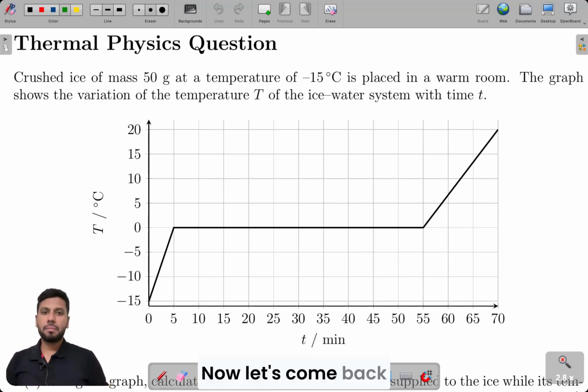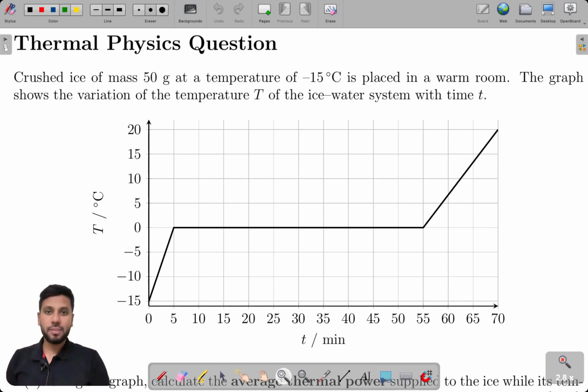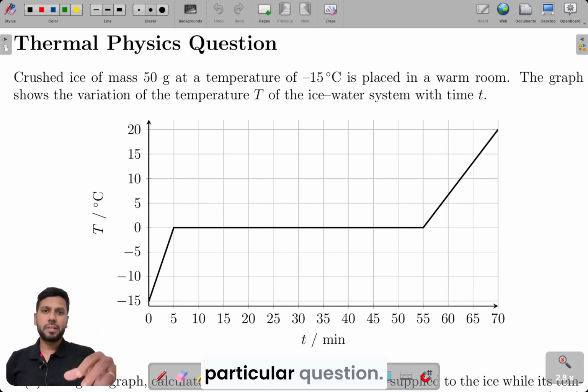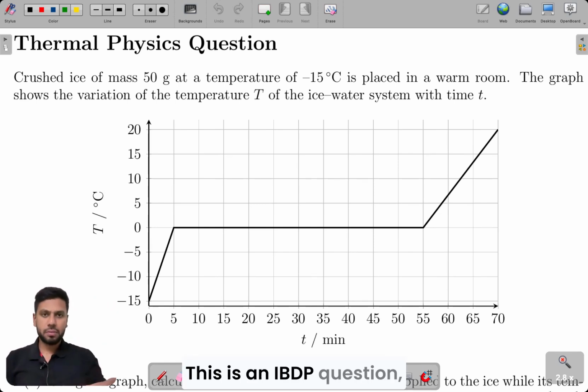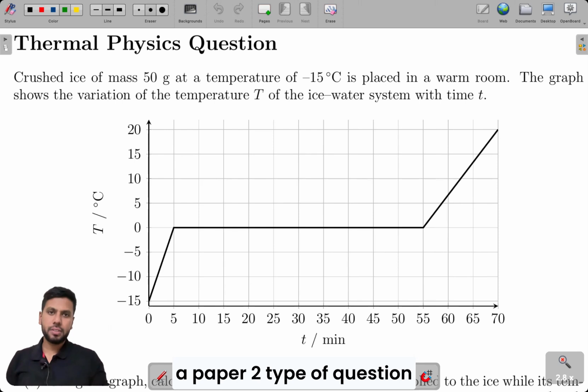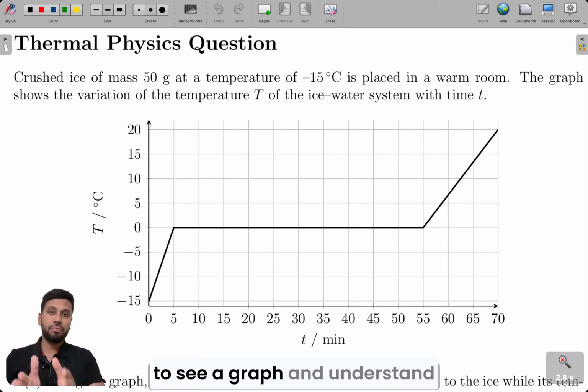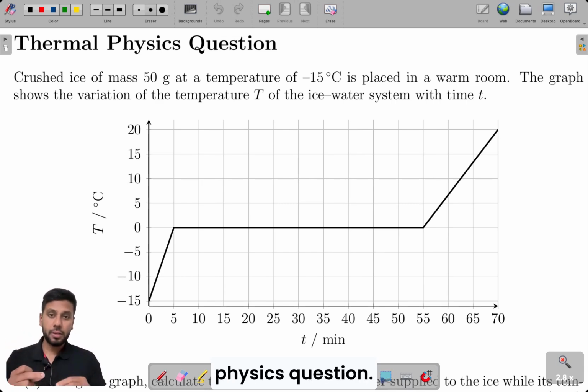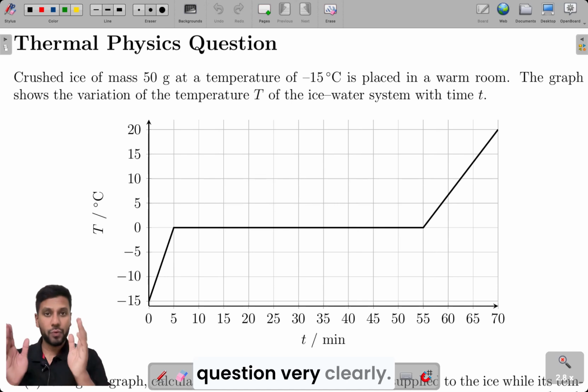Now let's come back to the crushed ice situation, and we are going to apply that knowledge in this particular question. This is an IBDP Paper 2 type of question where you are going to see a graph and understand what's happening here. Now, this is a thermal physics question. Let us look into this question very clearly.